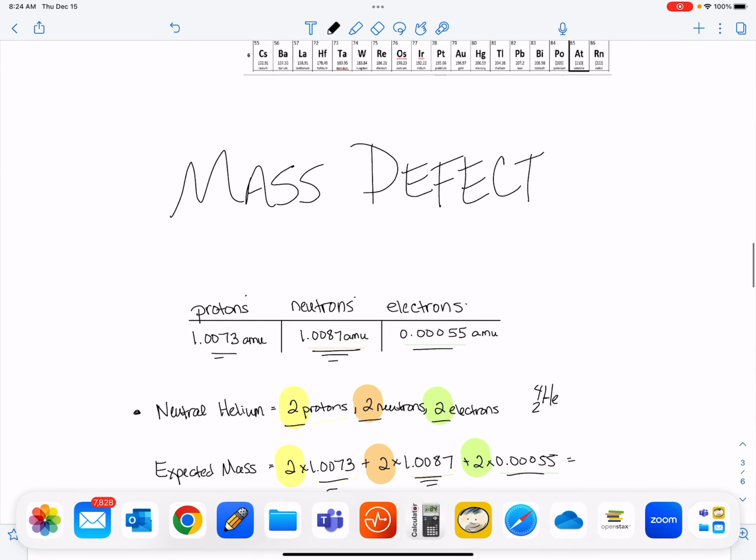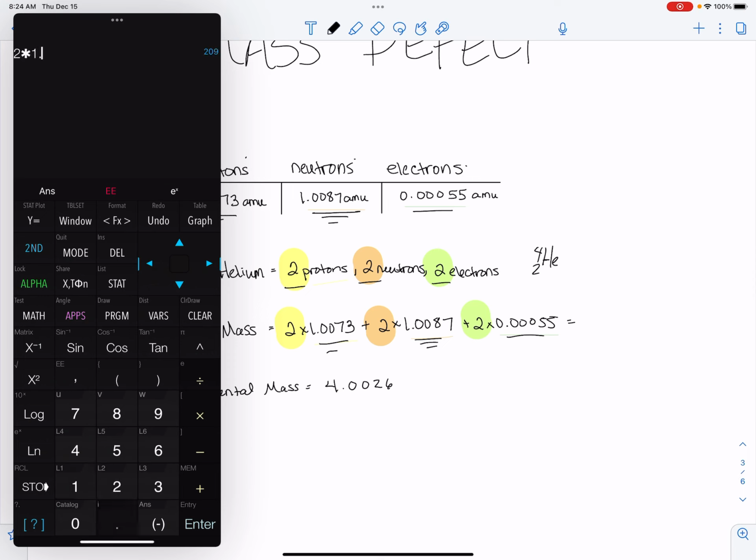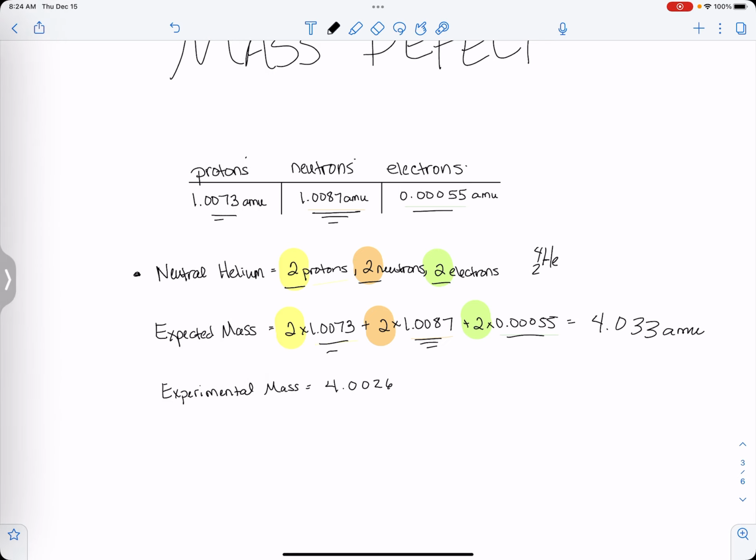I have my calculator going on. 2 times 1.0073 plus 2 times 1.0087 plus 2 times 0.00055. I put that in, and I get that the value is 4.033 AMUs. Look what happens when you actually experimentally determine it, though. You get this number.